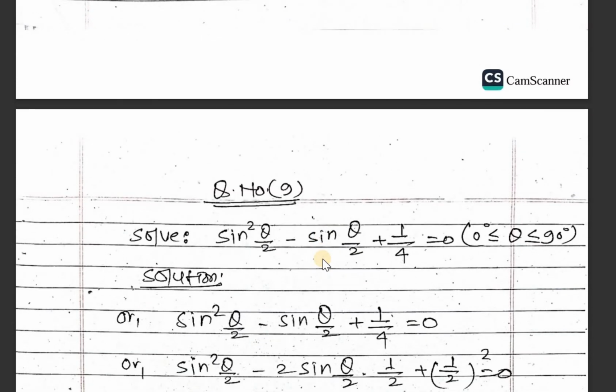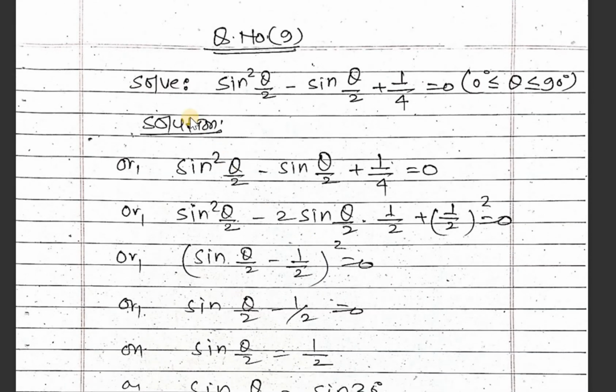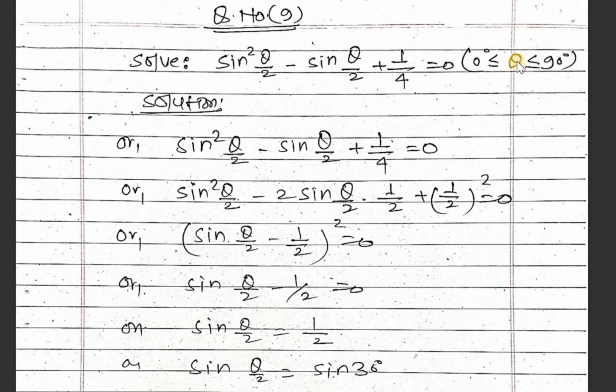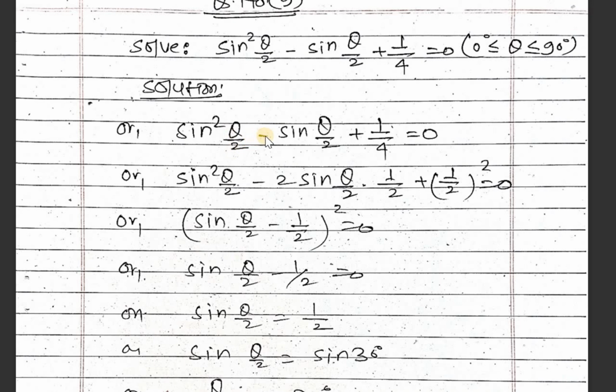And our next problem is solve sin squared theta by 2 minus sin theta by 2 plus 1 by 4 equals 0, and theta lies between 0 and 90. Sin squared theta by 2 minus sin theta by 2 plus 1 by 4 equals 0.